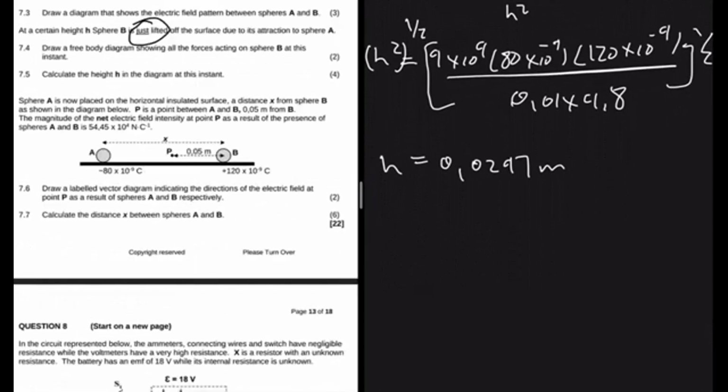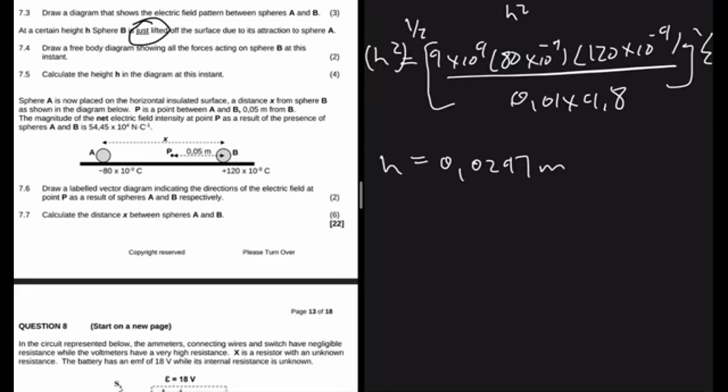And then let's move to 7.6. Now we are told that sphere A is now placed on the horizontal insulated surface a distance x from sphere B as shown in the diagram below. P is a point between A and B, which is 0.05 meters from B. The magnitude of the net electric field intensity at point P as a result of the presence of spheres A and B is 54.45 times 10 to the 4 nano per coulomb.